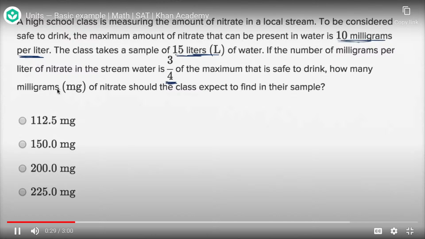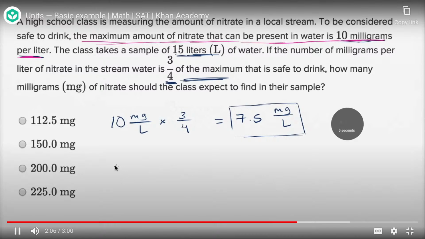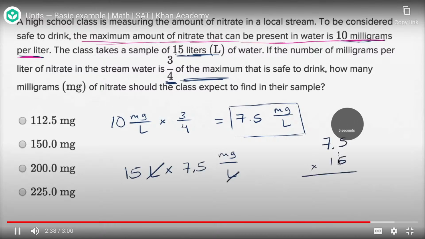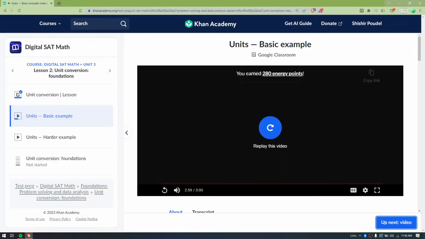that is safe to drink. How many milligrams of nitrate should the class expect to find? The maximum is 10 milligrams per liter. So what the class finds is the maximum times 3/4, which is going to be equal to what? The way I think about this, this is 15 liters of water. So you would expect to find 112.5 milligrams.